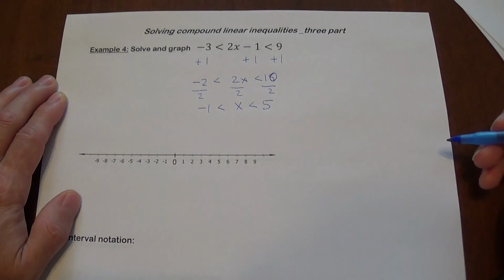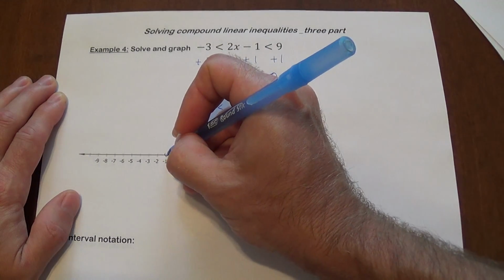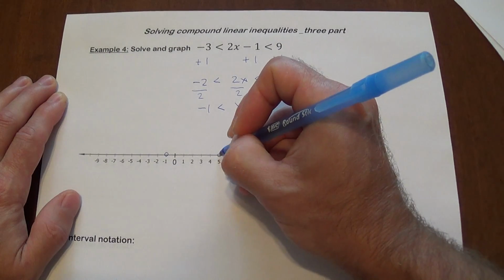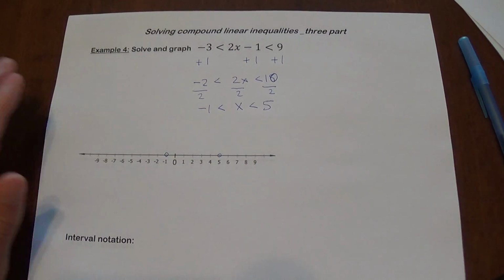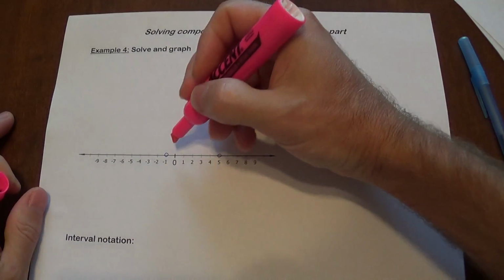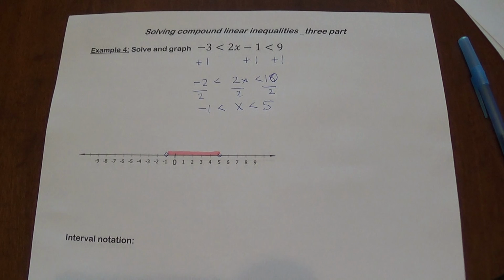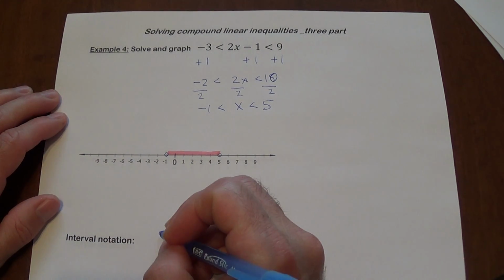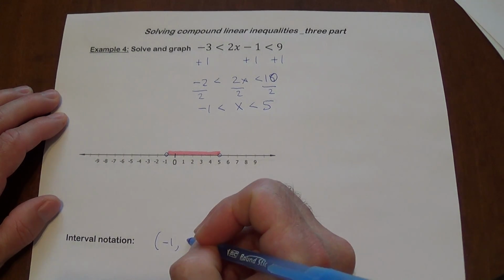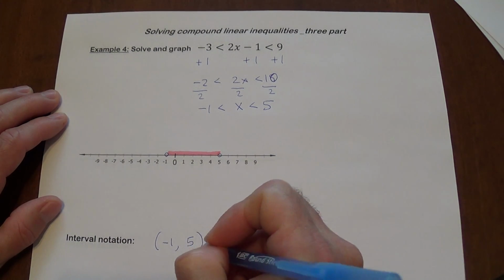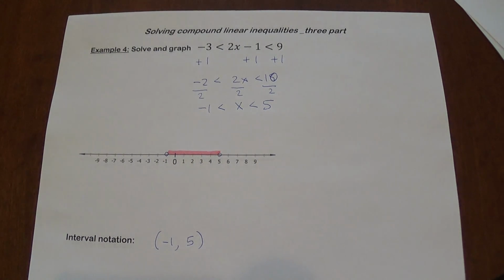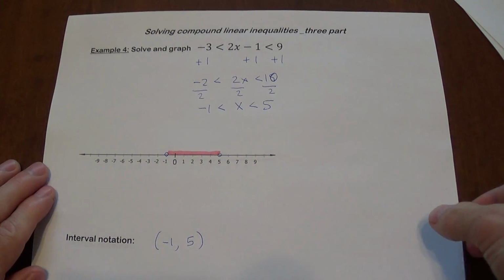So they're both going to be open. Here's -1. Here is 5. We're going to shade in between because that's what it means. And with interval notation, this is going to be open -1, comma, 5, also open. Just like I mentioned a minute before, you can have a situation where they're both open. There, moving on.